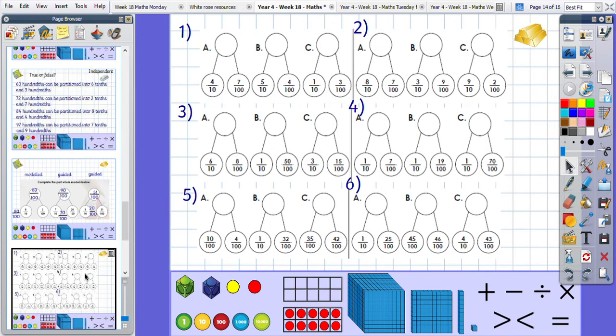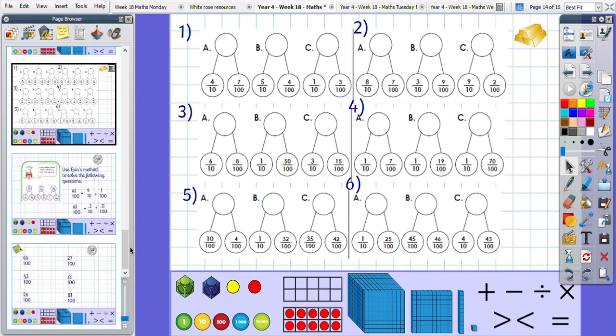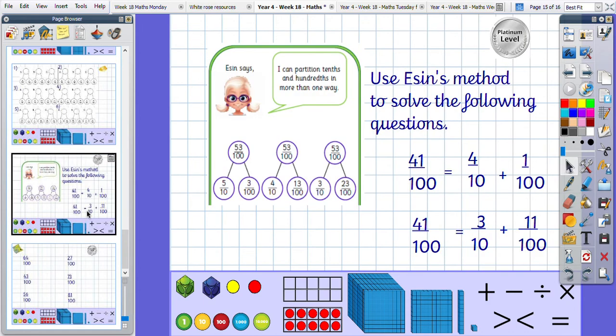Okay then, Year 4, your gold questions are completing your part whole model, combining those parts together to make a whole. If you complete that, you're moving on to platinum.